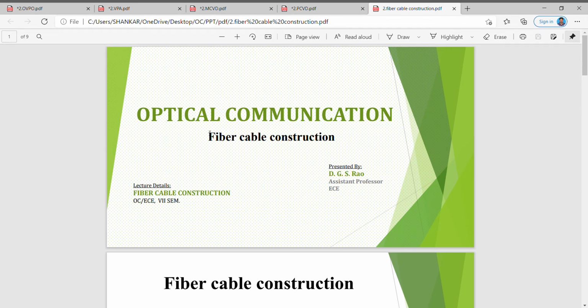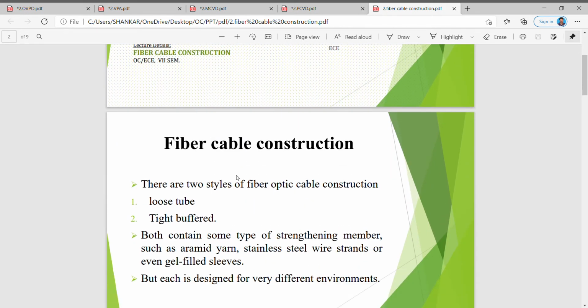In this topic, we will discuss the fiber cable construction, how the fiber cables are constructed. There are two methods or two styles to construct the optical fiber cable. We can construct optical fiber cables in different methods or formations. One style is loose tube and the other is tight buffered cables, or tight buffer method. These are the two styles to construct optical fiber cables.